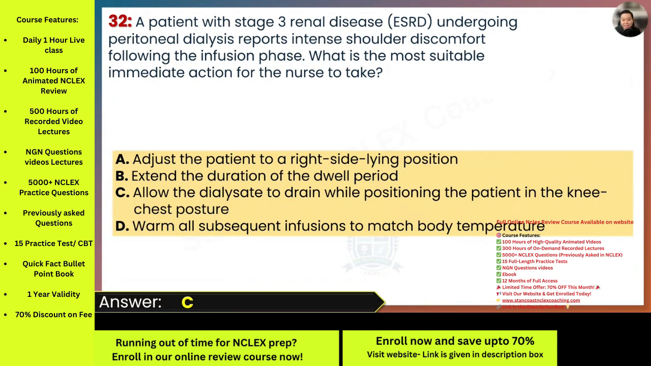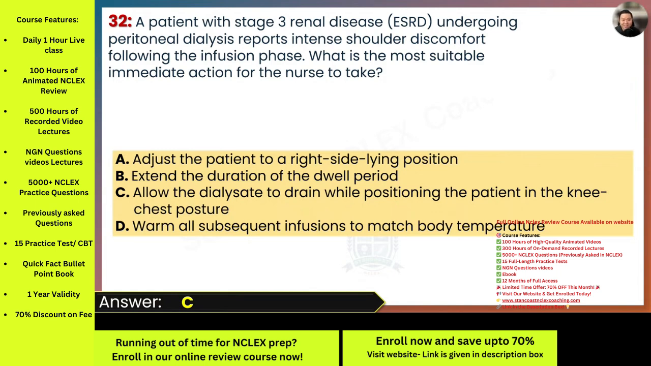Again, that is the trapped air, and this will relieve the patient's discomfort. Now, why is letter A incorrect? Adjust the patient to a right side lying position. Well, this is something that can be used in certain cases to help resolve fluid blockages, but it does not address the problem of trapped air causing the shoulder pain in this scenario. And so just putting the patient into the right side lying position would not effectively move the air to the lower abdomen, which is needed to relieve the pain.